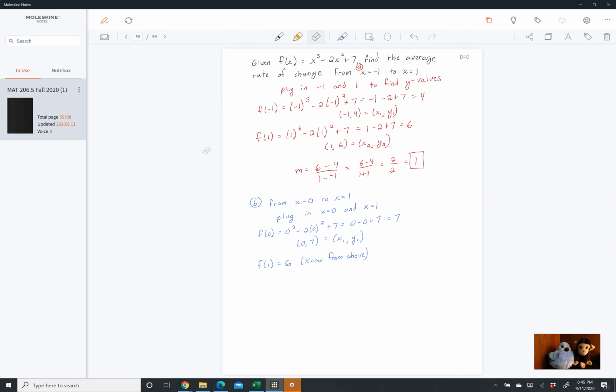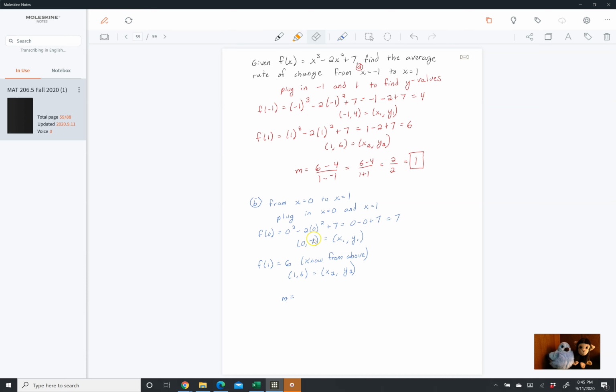Okay, it's the same function, so the y value for 1 is going to be the same. So 1 comma 6 is our x2, y2. And now we just find our slope. So you'll see, again, we can do whichever point we want first. So we could use the 6 and the 1 just like we did here.